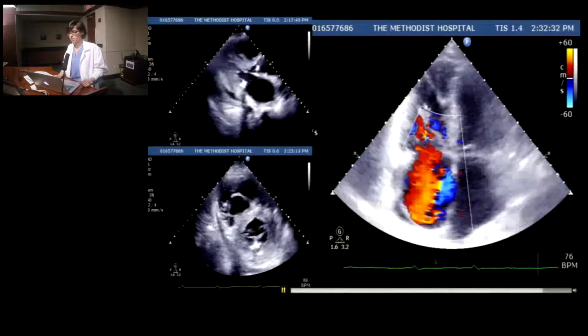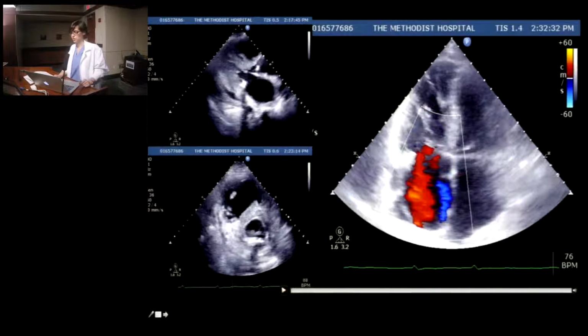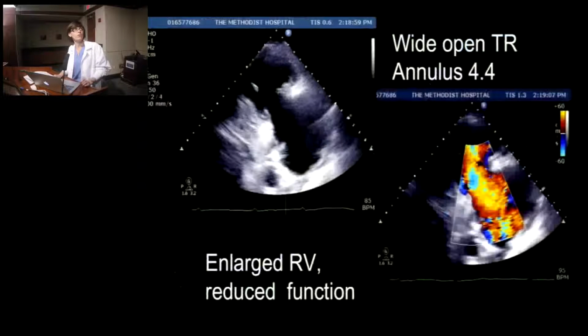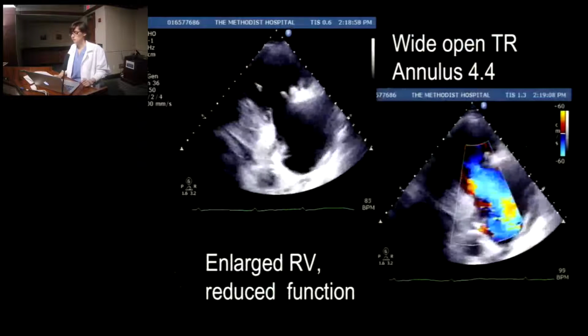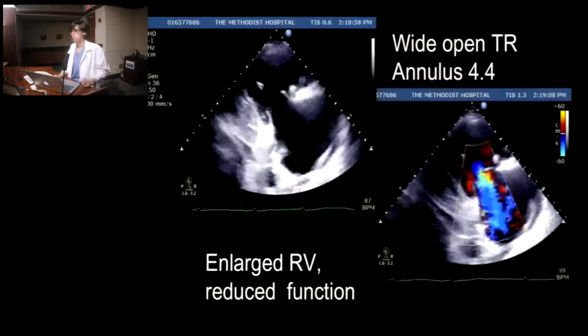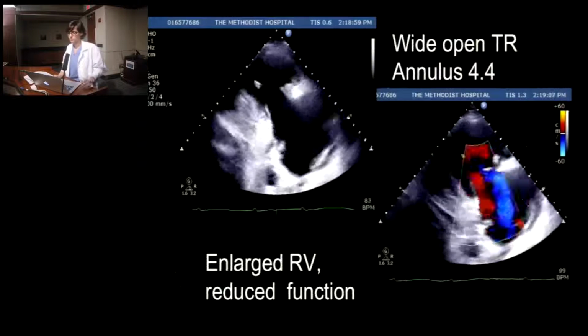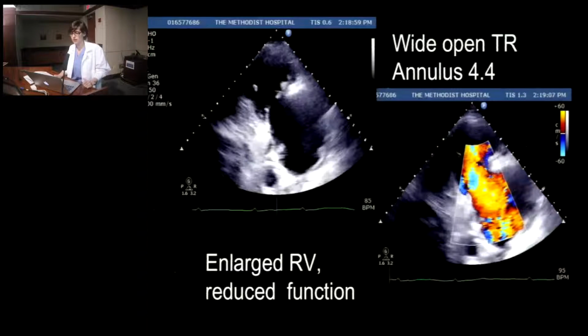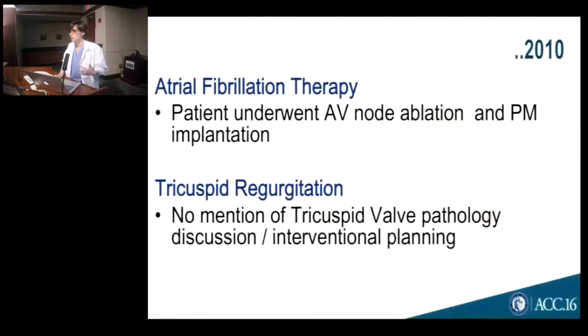And a closer look at her tricuspid valve would show this time a wide open TR with no opposition whatsoever, a severely enlarged tricuspid annulus, and as we said, an enlarged RV with reduced systolic function. During her hospitalization this time, the AFib was addressed and she was deemed to have an AV node ablation with a PM implantation.